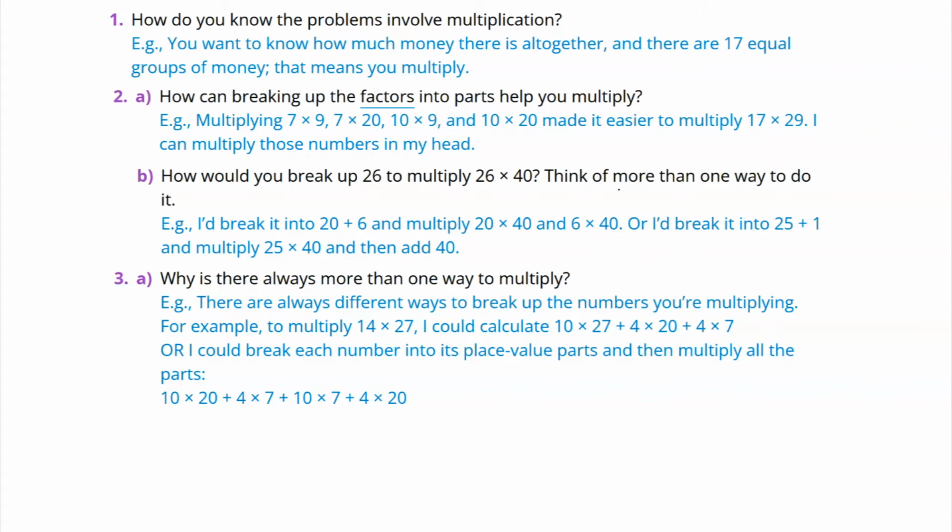7. Or you could break it up into numbers by its place value parts and multiply all the parts. 10 times 20 plus 4 times 7 plus 10 times 7 plus 4 times 20. It's really whatever you're most comfortable working with.